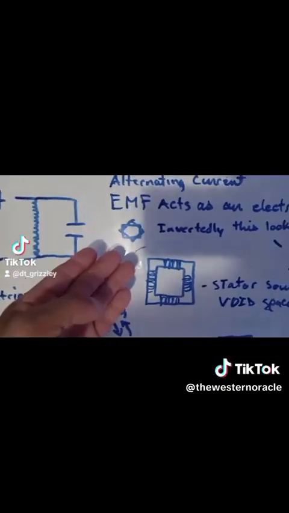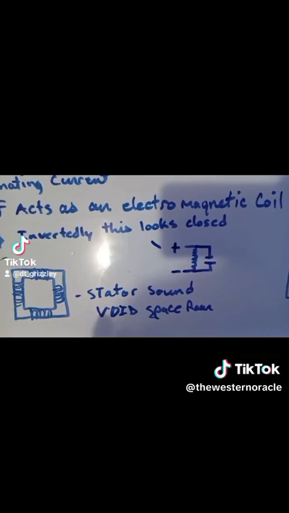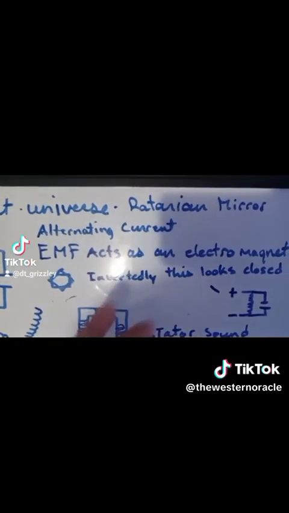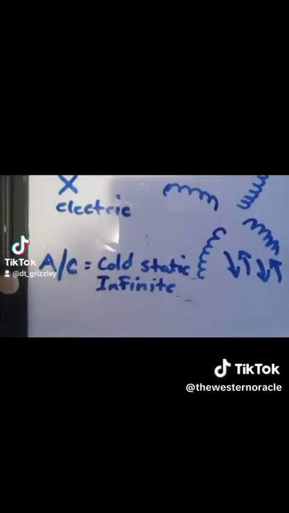First, we have the sound circuit, which is a parallel circuit. Now, this is an emulation of a stator. And inadvertently, this circuit looks closed, but it's actually open. And this is alternating current. EMF acts as electromagnetic coil because it alternates. Alternating current, cold, static, infinite.